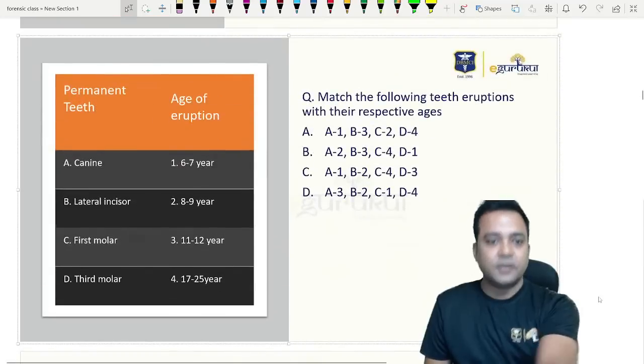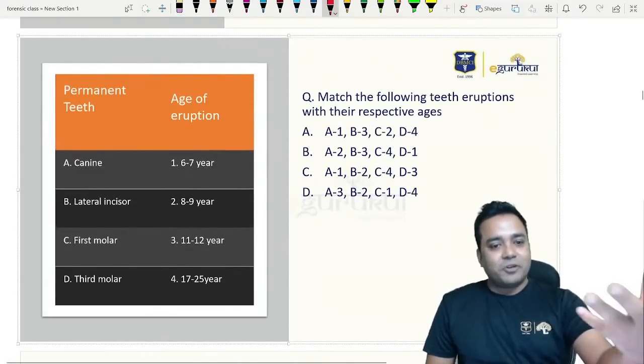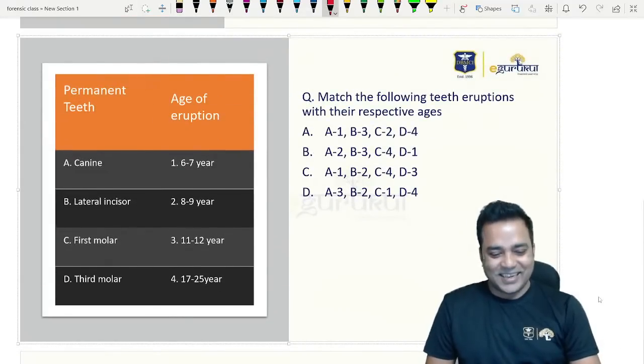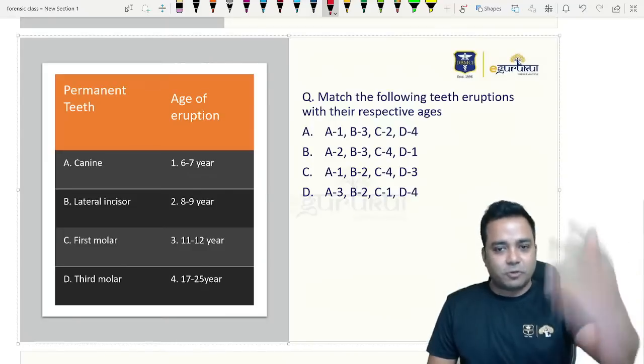Let us move ahead. Now, finally, forensic odontology was asked. And it again was a simple question, isn't it? What will be the correct answer to this out of these options?